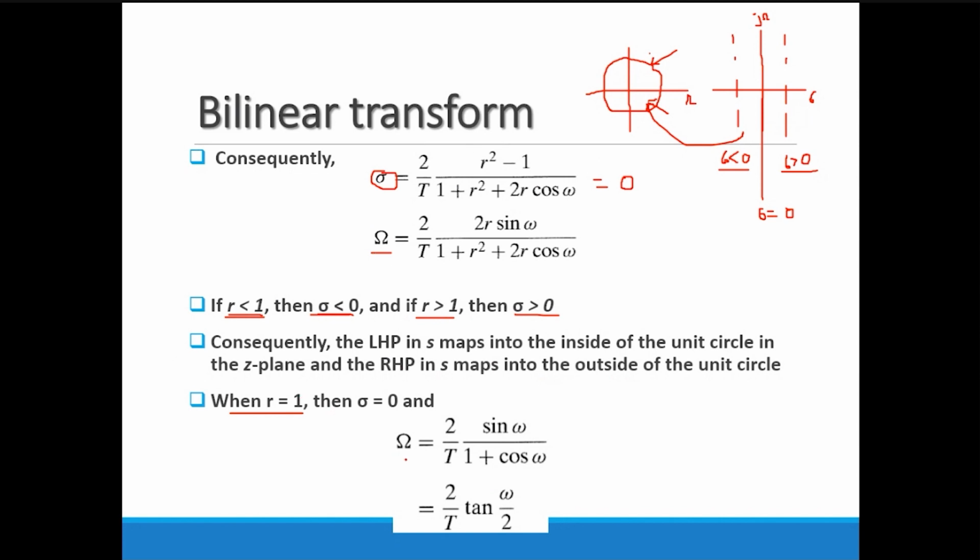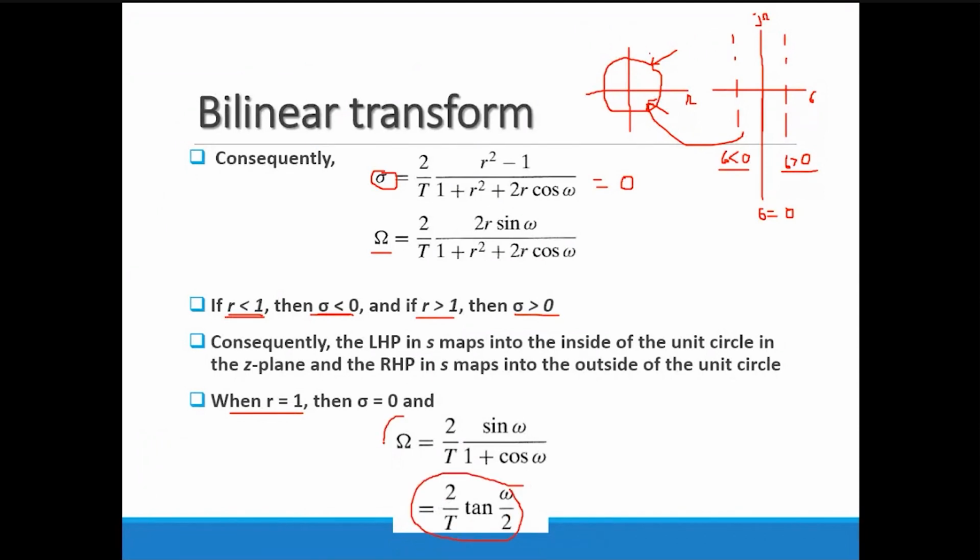So we have to take this: omega_o is equal to 2 by T times sine omega divided by 1 plus cos omega. Here again we are applying R equal to 1, and when we solve this, we get the omega_o term equal to 2 by T sine omega divided by 1 plus cos omega. When you simplify it further, you get omega_o equal to 2 by T tan of omega by 2.